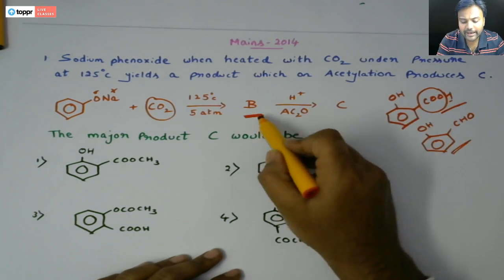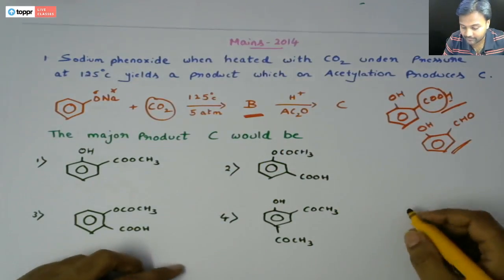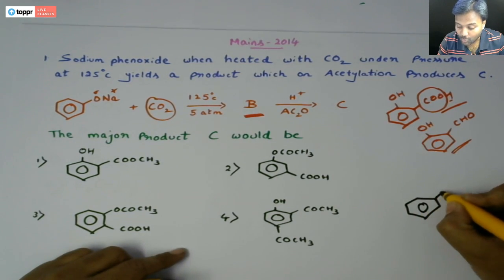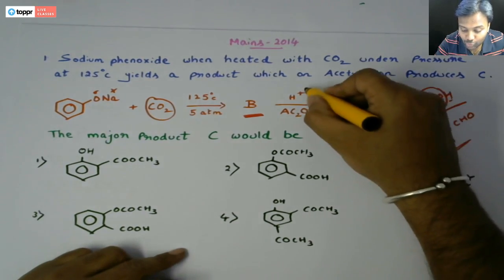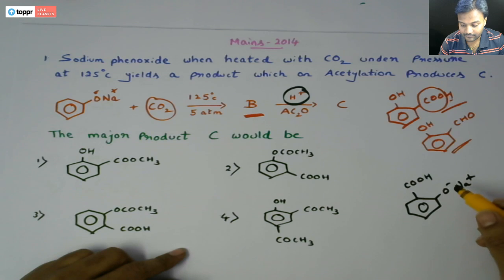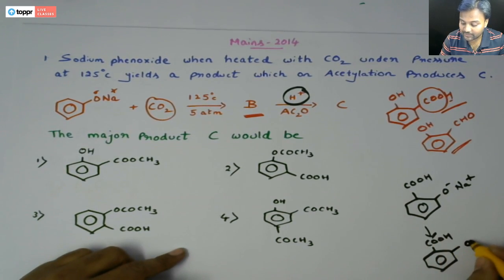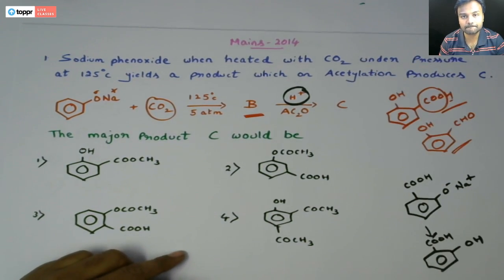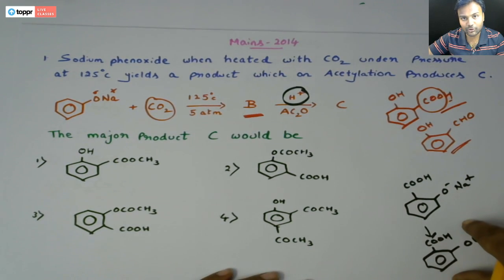Got it? So the product B is, I'll write the structure of B here. Guys, please look, I'm not writing the structure of the final product. I'm writing the structure of B: O minus Na plus and COOH. When I'm doing acid hydrolysis, this converts like this. COOH will be intact as such. O minus Na plus is converted to OH. Sodium is a metal, it dissolves in the acid, so the proton of the acid attacks here. Now I'm getting salicylic acid.